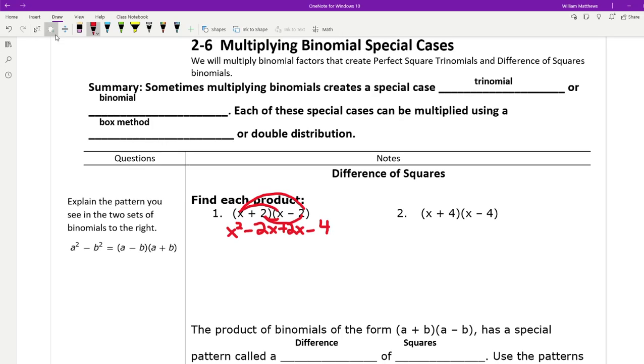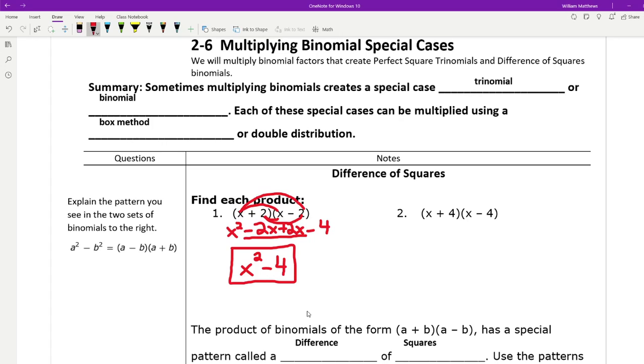Now with this, we normally combine our inside terms. -2x plus 2x cancels out. They end up giving us 0x. Since this is a value of 0, I do not need to show it, so I'm left with the x squared minus 4. Now this is the simplified version. There's nothing else that I can do, so this is my answer.